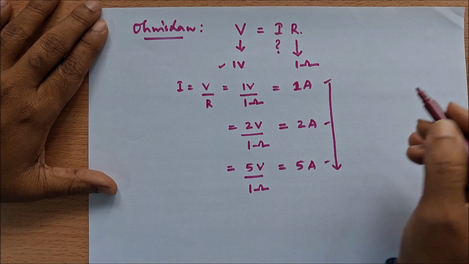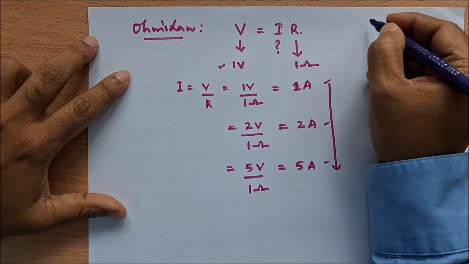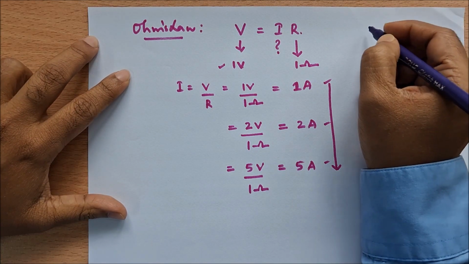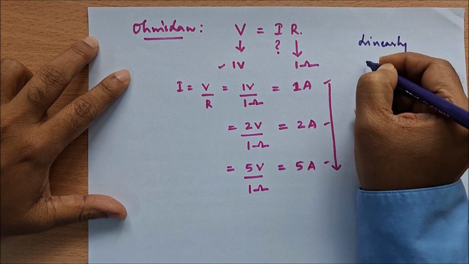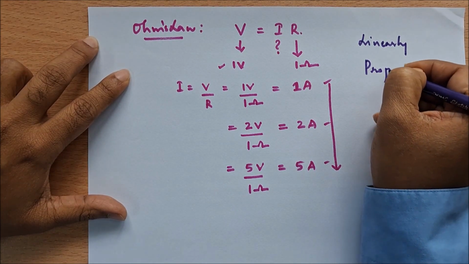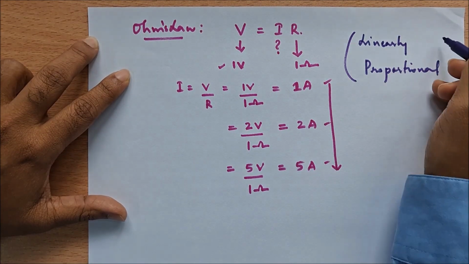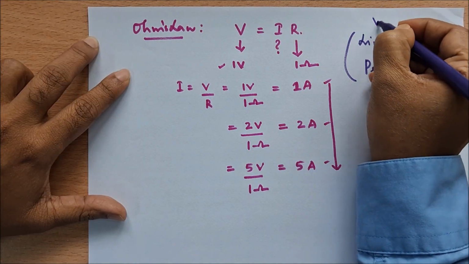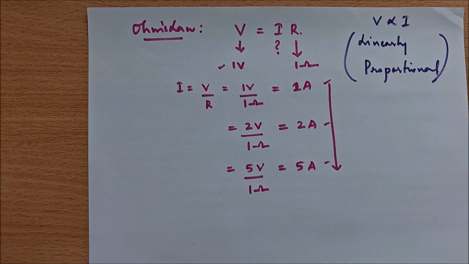So the one term which can be expressed here with respect to Ohm's law is that the voltage and the current are linearly proportional with respect to each other. So this is actually the relationship between the voltage and the current.